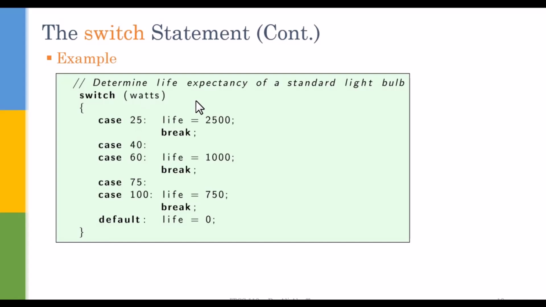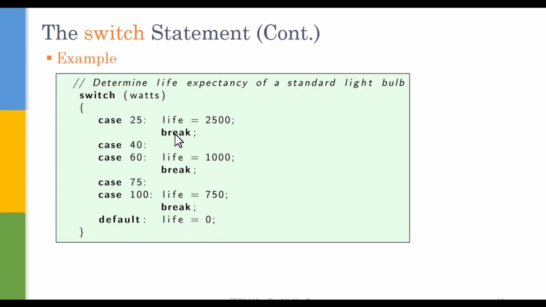What if wattage is 70? Now it will check for the first case, it is not 70. Next case, not 70, not 70, not 70, not 70, so it will go to default. So in default, it will put 0 into life.